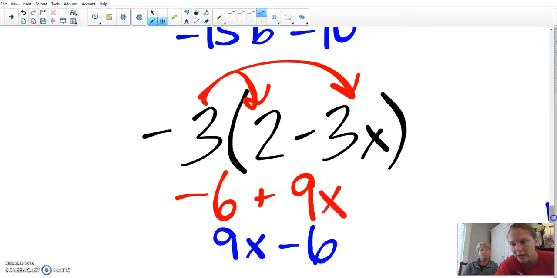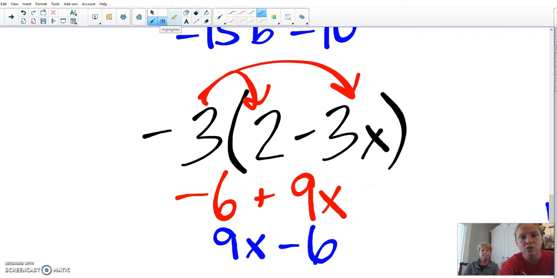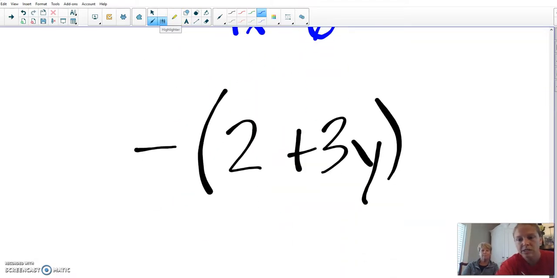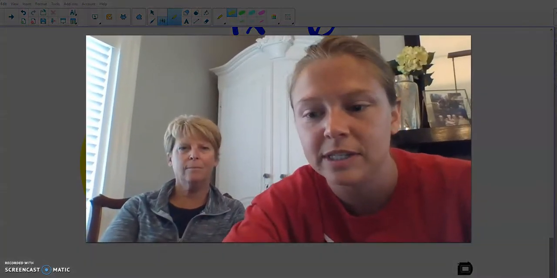And we have one more example. I wish I could hear you guys at home because I'm going to ask you right now. Say this out loud as you can at home. What invisible number is outside of these parentheses?